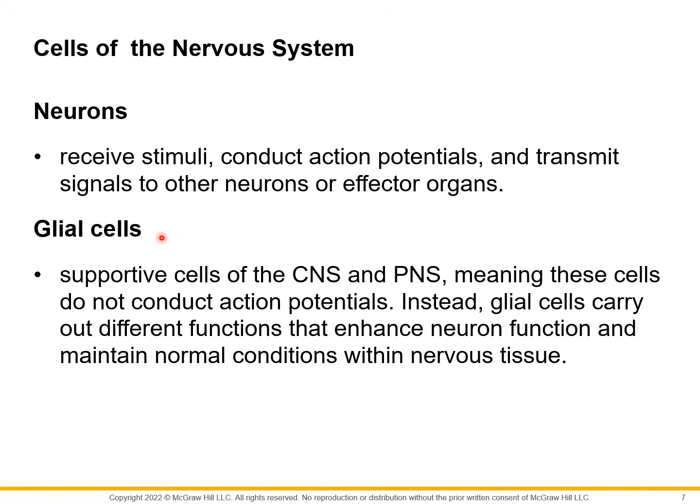Next are glial cells. So glial cells, these are the supportive cells present at both the central and peripheral nervous system. They don't conduct action potentials. They can't do the things that neurons would do, but being the supportive friend that they are, they can enhance neuron function. And ayun po, so glial cells are kind of like your supportive bestie that encourages you to do things.